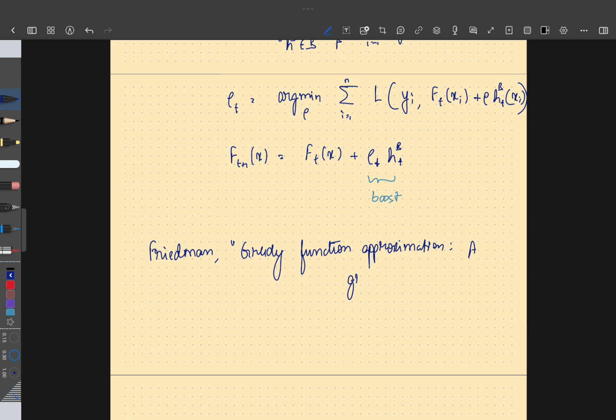And here's another paper which talks about Newton boosting, which is the basic principle behind XGBoost. It's a paper titled Gradient and Newton Boosting for Classification and Regression.